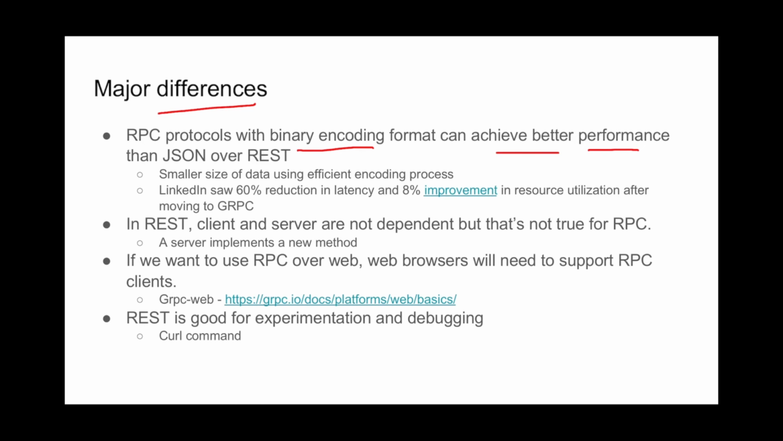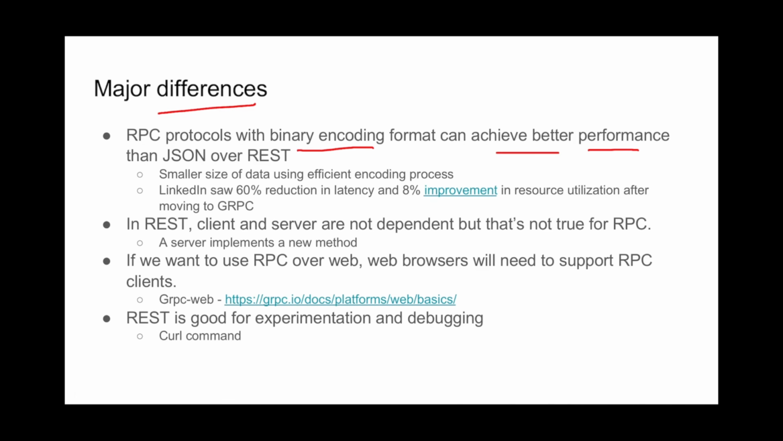So if you are using an RPC protocol with a binary encoding format, two of the popular binary encoding formats are, of course, protobuf, which is used in gRPC, and the Thrift format, which is used by Apache Thrift. Both of these are binary encoding formats, and if you use them with RPC, it can achieve better performance than REST over JSON.